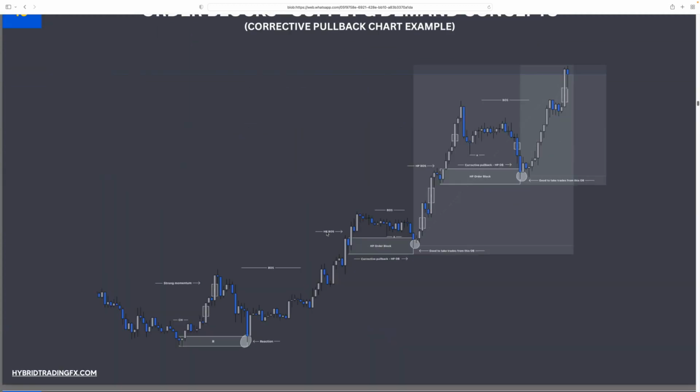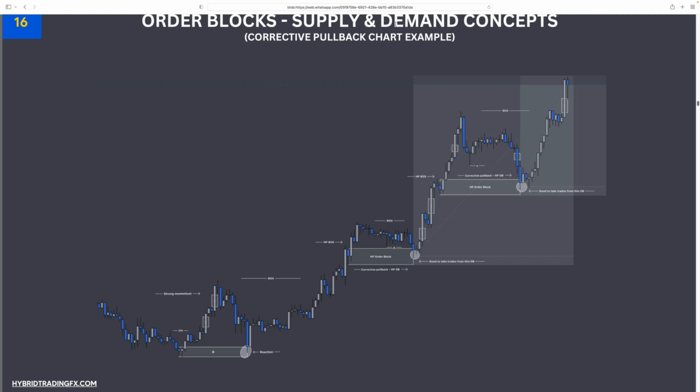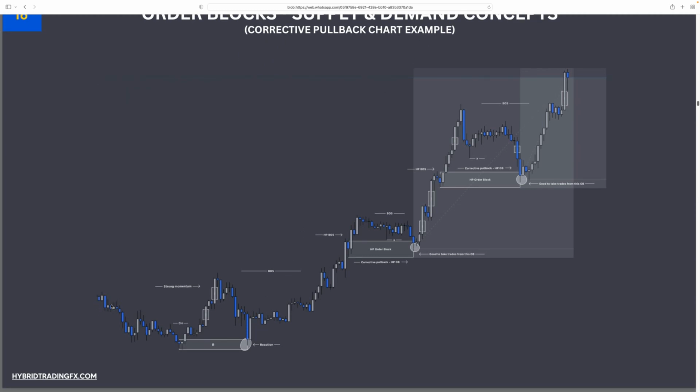Okay, let's move on. And this is basically a corrective pullback chart example, guys. Again, you have a reversal here, price action slowing down with momentum to the downside, no momentum to the downside, as you guys can see. And then we had this break of structure to the upside. You see strong momentum here. This was quite aggressive, a little bit more aggressive a pullback, but if you use this as a reaction, it would be fine. We didn't have momentum right here.